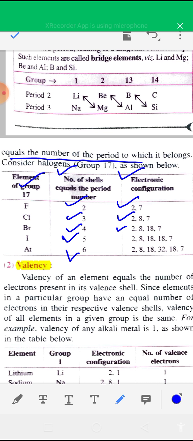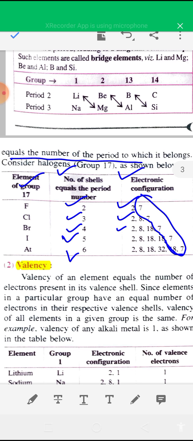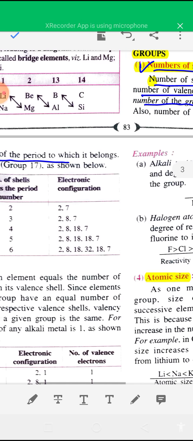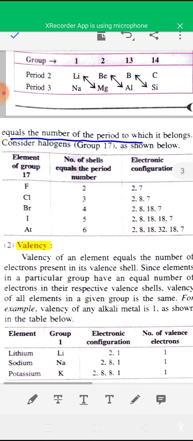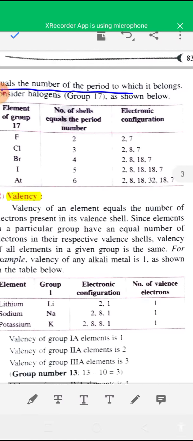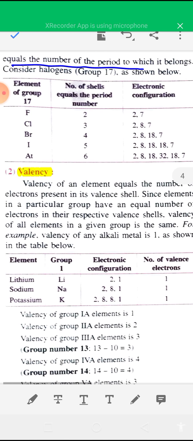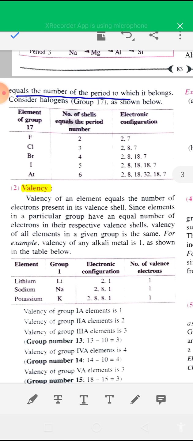So down a group you can see that the total number of valence electrons remains the same in all elements. In all halogen elements the number of valence electrons is 7. So down the group, the number of valence electrons remains the same, and the number of electrons in the valence shell is equal to the group number of that element.